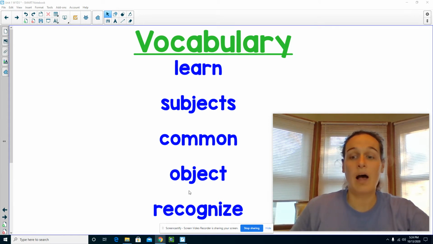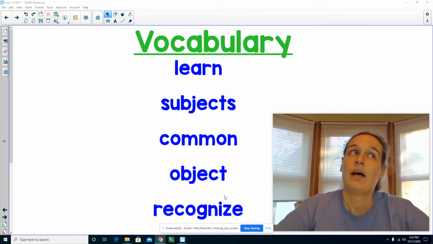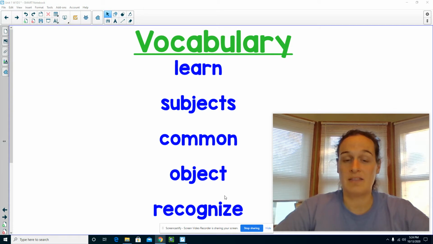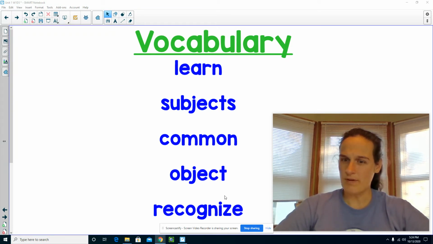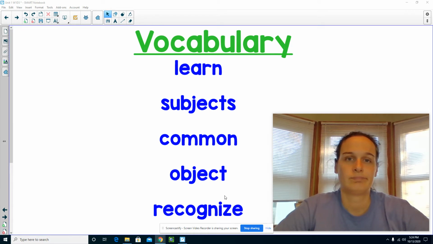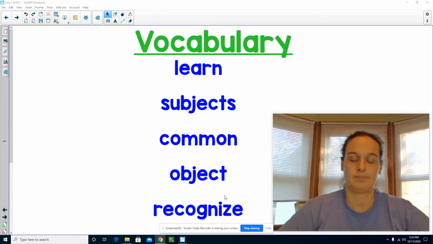The next word is object. An object I would find in the kitchen is a spoon. What object would you find in the kitchen? I bet you know a lot.